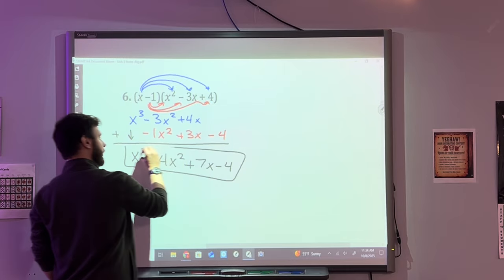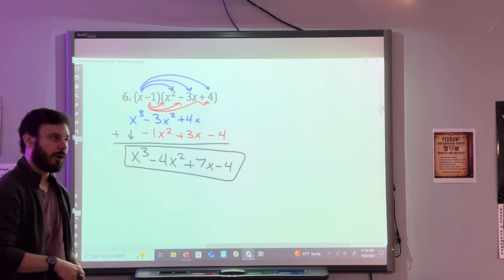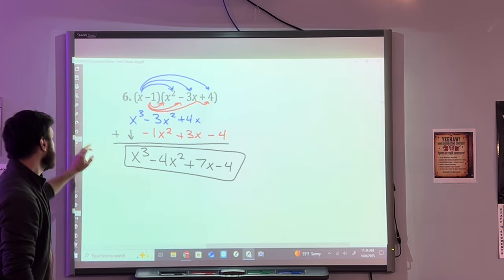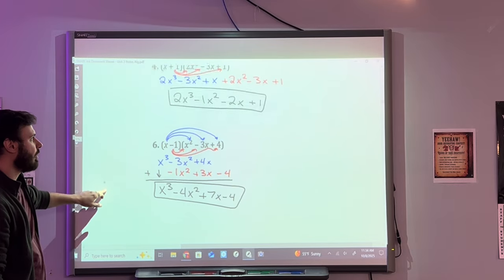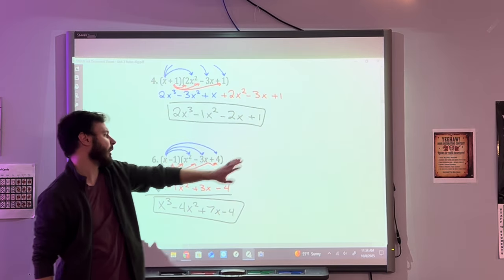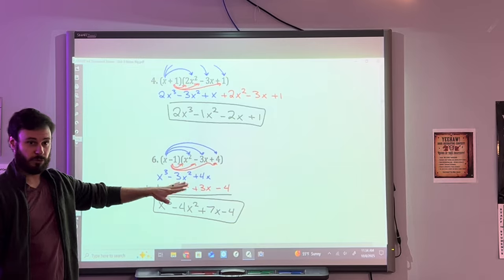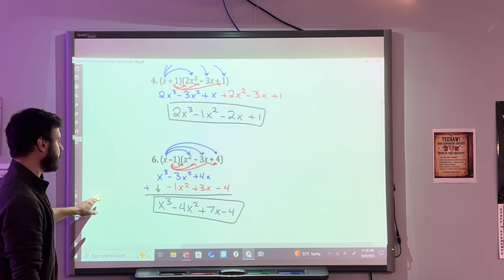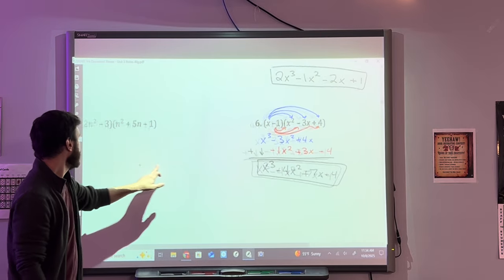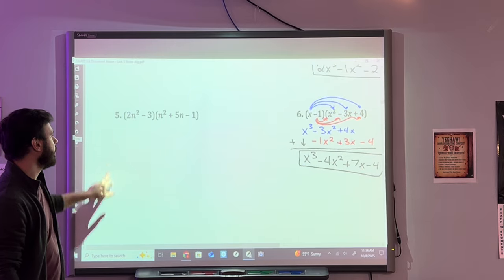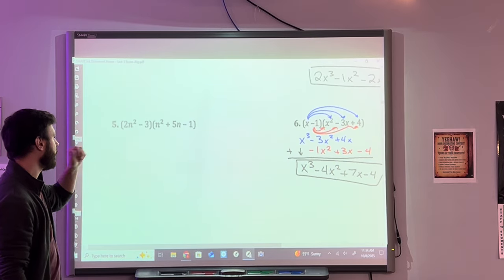And for me, this is just a cleaner way to do a problem like this. But you get the same answer whether or not you choose to write it out in one string or make nice neat rows. Doesn't matter to me, as long as you get the right thing. Let's go over here and do the final two problems.